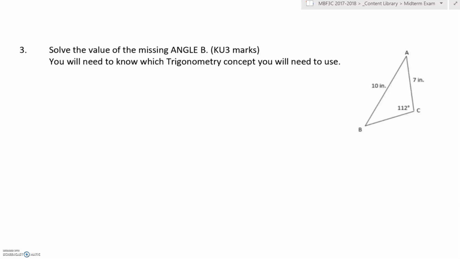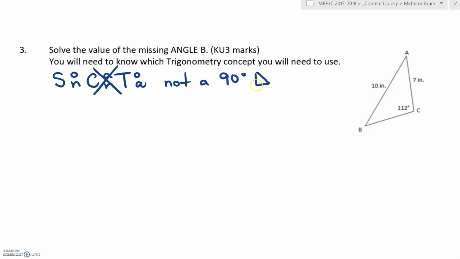So for this question here, it says to solve the value of the missing angle. It doesn't tell you if you're using SOHCAHTOA, it doesn't tell you if you're using sine law or cosine law. You have to figure that out yourself. If I'm looking at this triangle, I know that it's not a 90-degree angle triangle, so SOHCAHTOA is out of the question. So it's either sine law or cosine law.